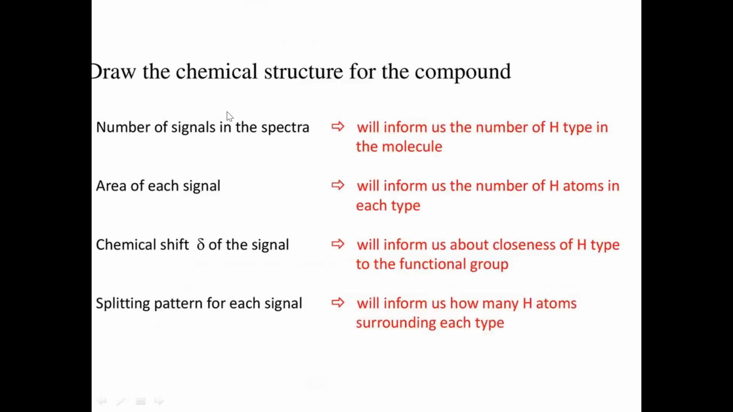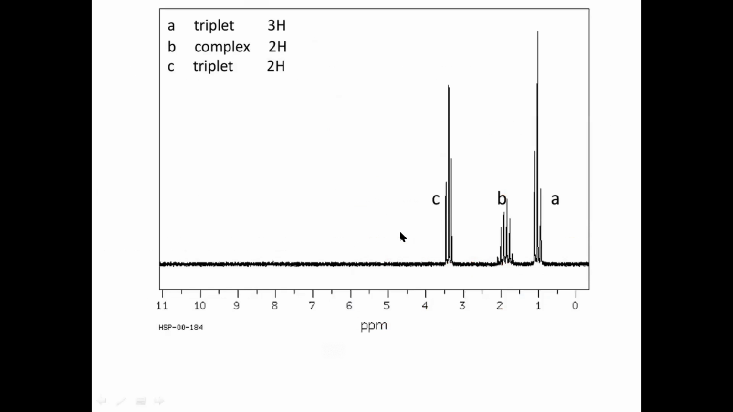Okay. The number of signals in the spectra will inform us the number of hydrogen types in the molecule. So signals indicate the hydrogen types. Okay, the area of the signal indicates the number of hydrogen atoms of each type. Okay, the chemical shift, delta, of the signal informs us about the closeness of hydrogens to the functional group. And the splitting pattern of the signal informs us how many hydrogens are surrounding each type. Okay, so you can see this one is a triplet, these are doublets, and these are doublets. Okay, so you can identify triplet, doublet, and singlets, so you can interpret it.